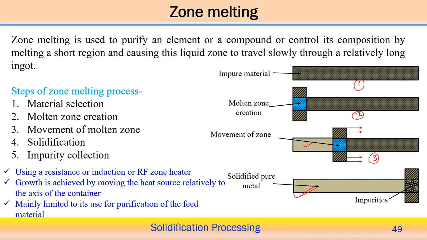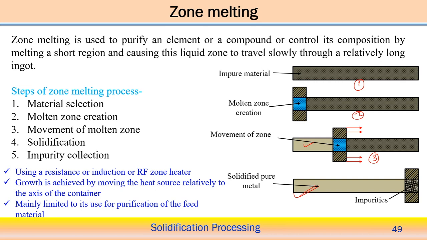The second step is how we create the molten zone. That is the size of the molten zone, which is also very important, because if the molten zone is small, it can quickly reach the equilibrium composition. So there is equilibrium solidification over a small range of time or over a small spatial distance. That is why the size of the molten zone is also important.